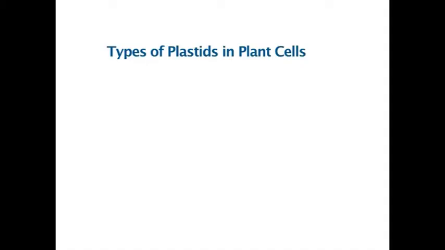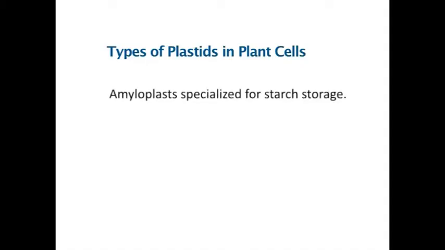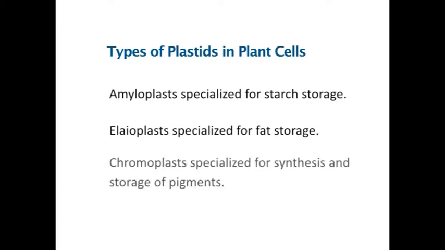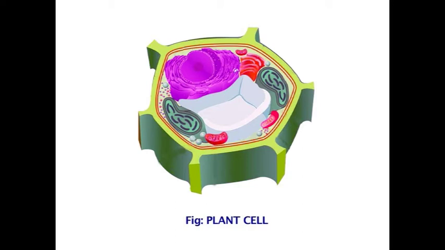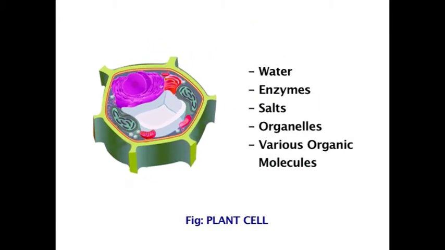Other types of plastids present in plant cells are amyloplasts specialized for starch storage, elaioplasts specialized for fat storage, and chromoplasts specialized for synthesis and storage of pigments. The next part is the cytoplasm. Cytoplasm in plant cell consists of a gel-like fluid matrix surrounded by the cell membrane and contains water, enzymes, salts, organelles, and various organic molecules.